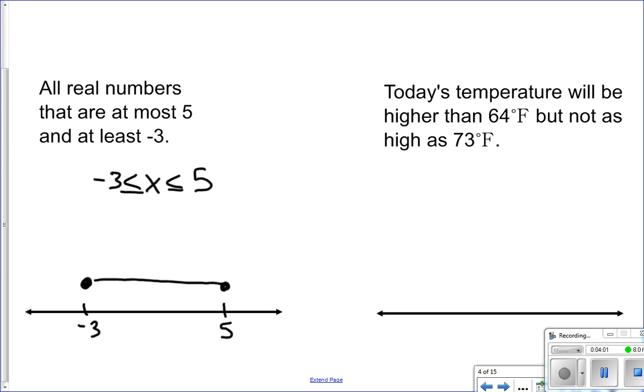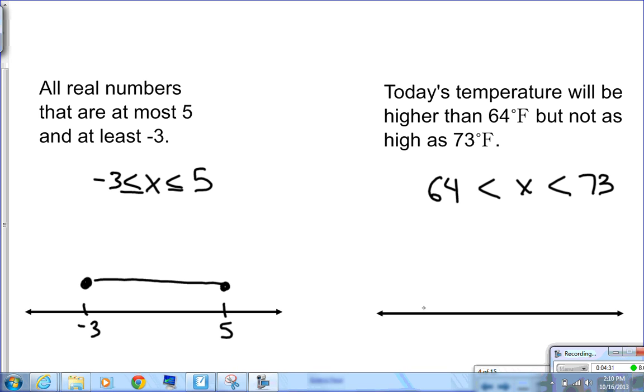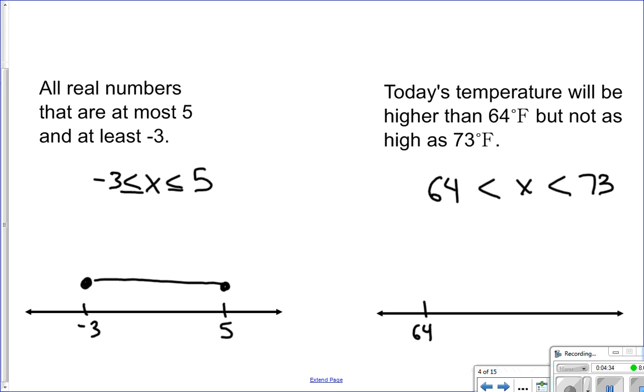Today's temperature will be higher than 64 degrees, but not as high as 73 degrees. So since it's going to be higher than 64, it means it can be 65, 66, 66.5. It means x is going to be greater than it. Can it be 64? Well, no, because it's got to be higher than it. But it's not going to go as high as 73. So the highest it's going to get is just under 73. So it's everything in between 64 and 73. So here's 64. Here's 73. And it's everything in between. And they're open circles because they're less than. They are not less than or equal to, so they're not filled in.